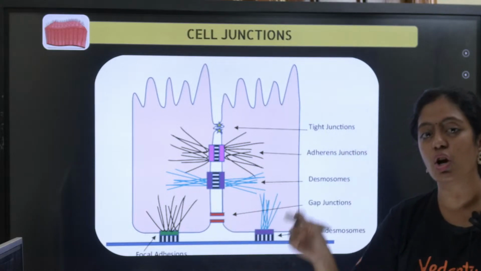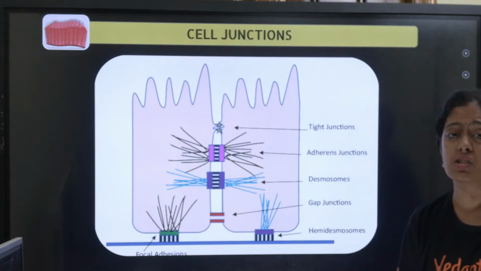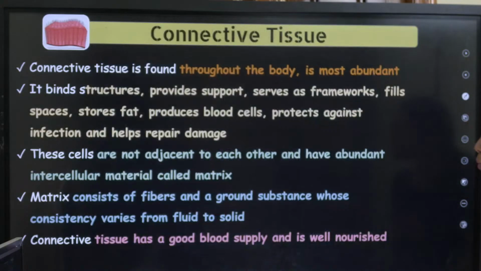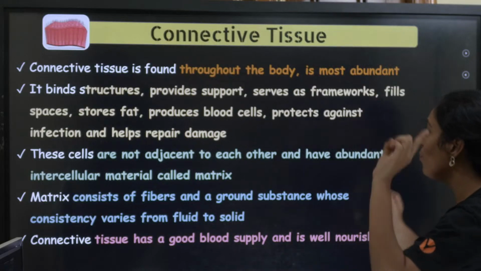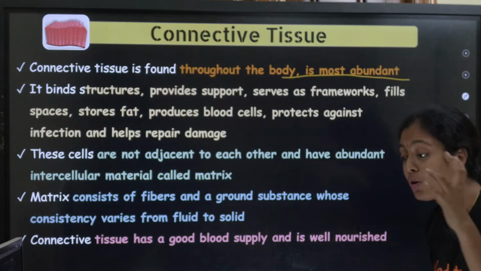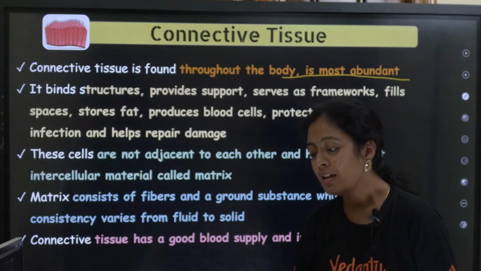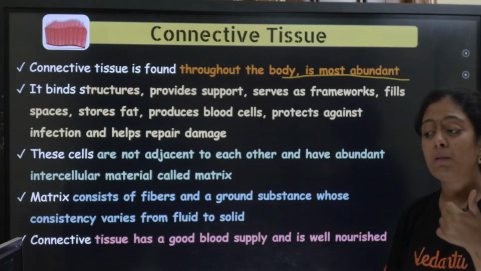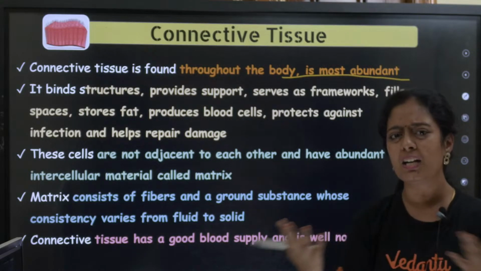You can take a screenshot or download the PDF in the link given below and study. Now we will move on. Now we are looking at connective tissue. See, it is the most abundant tissue. A question can be asked, which is the most abundant tissue? That is your connective tissue. It binds. What does connective tissue do? Very, very simple: it connects.